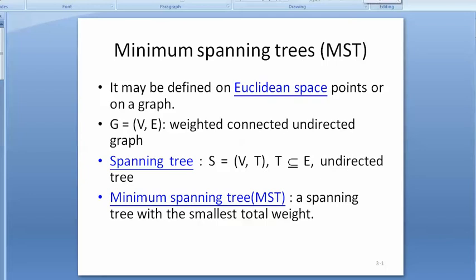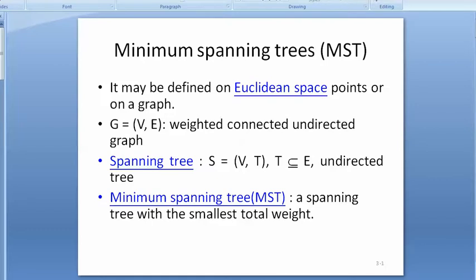Hello everyone. In today's class we will be discussing minimum spanning weight trees, and then we will further study Kruskal's algorithm. This is the algorithm that is used to find a minimum spanning weight tree from a given graph G. But before that, let's first understand what we mean by a minimum spanning tree.